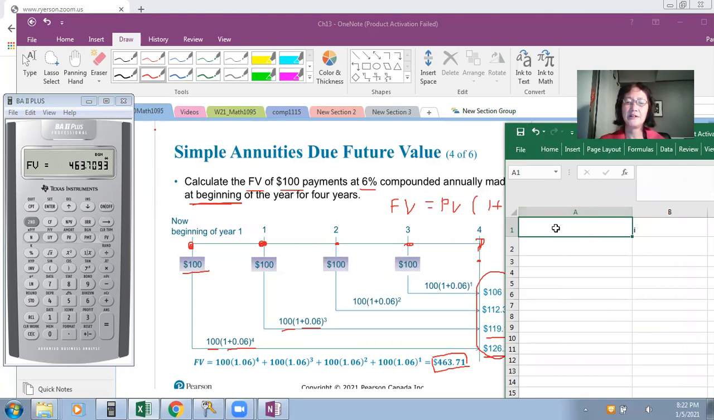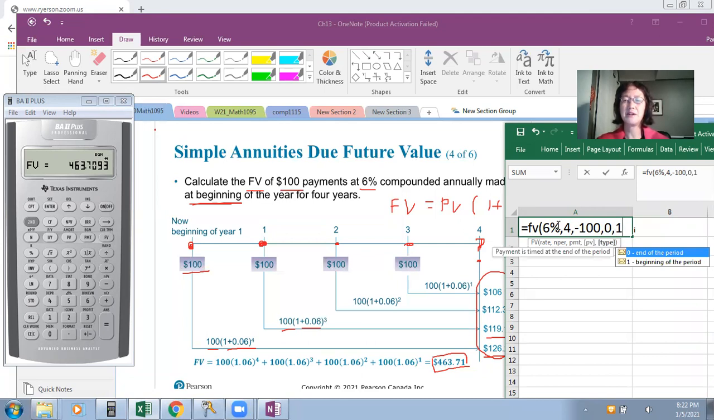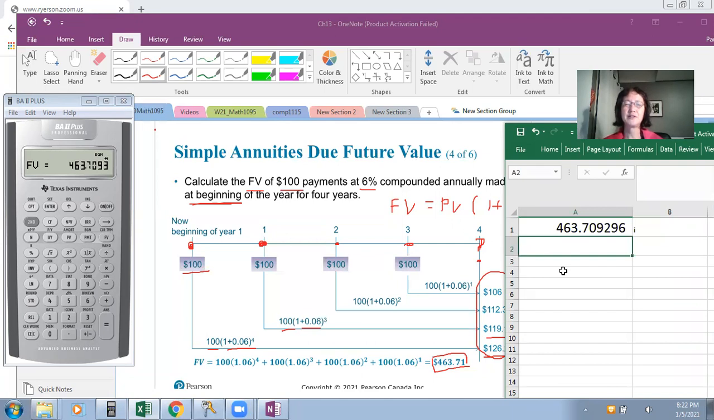So in Excel, you type in FV, which represents future value. Rate is 6%. NPER, term N, is 4. PMT is negative 100. PV is 0. Type is 1. 1 means beginning of the period. Payment is made at the beginning of the period. And you get the same number, $463.